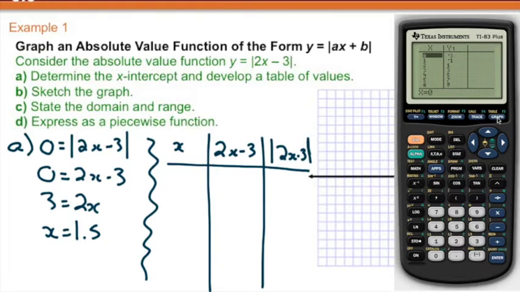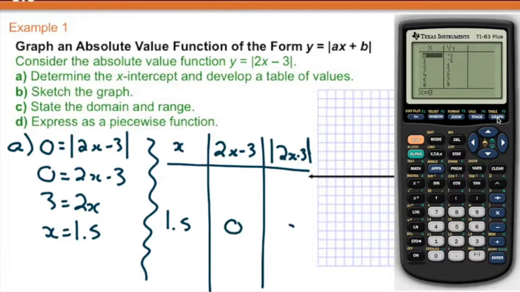Now what we can see is that there is no x-intercept. There's no place where y equals 0. Because the calculator defaults to whole numbers for x's, that's why we had to solve for the x-intercept first. What we will do is we'll take a 1.5, I'm putting it in the middle of the table because I want a couple of points left of it and a couple of points right of it.